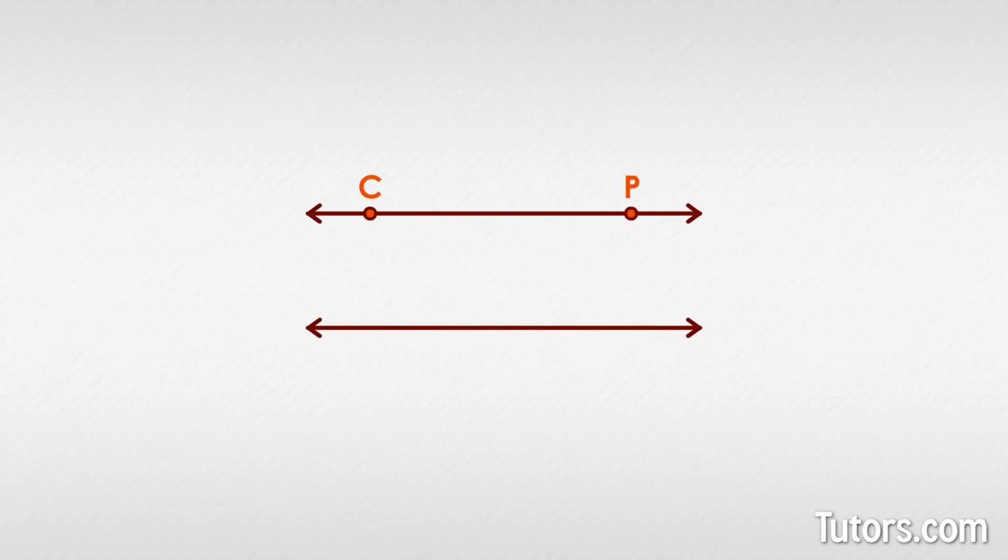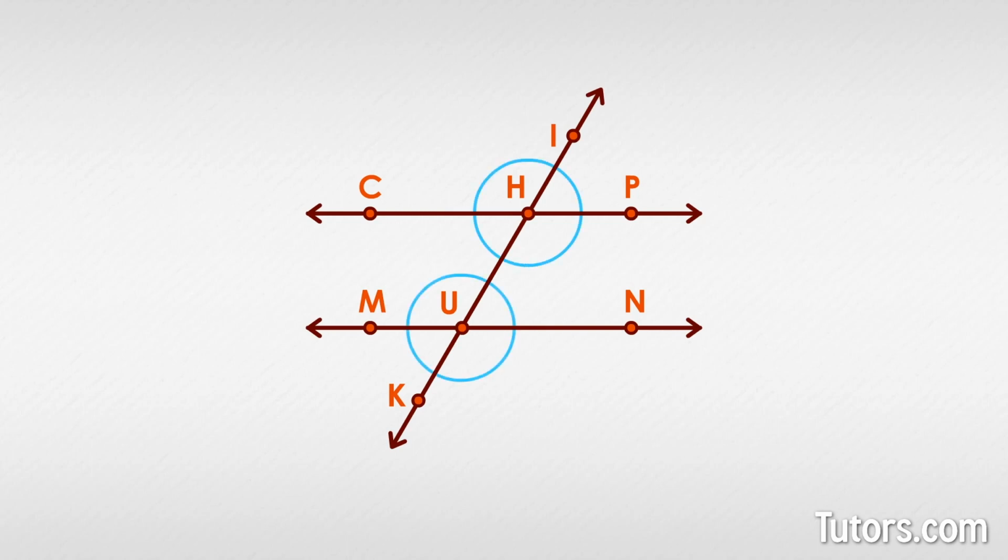Now let's discuss parallel lines and transversals. Here are parallel lines CP and MN cut by transversal IK. Where the transversal cuts across them, we have points H and U. Not only does this construction form 8 adjacent angle pairs, but all those pairs are linear pairs.